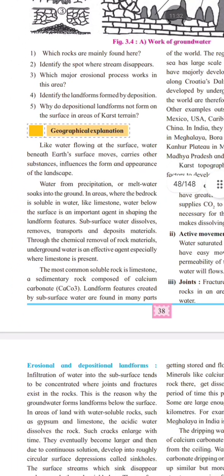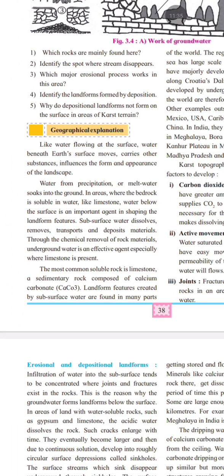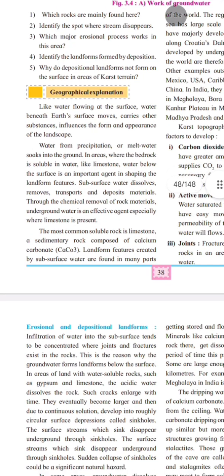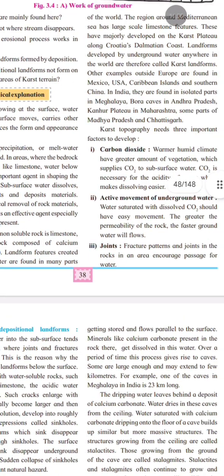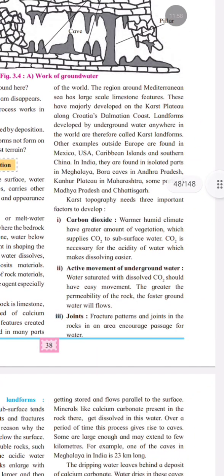First, we will learn about karst topography. Groundwater can dissolve, remove, transport, and deposit rock material. Limestone is particularly important because it is made mainly of calcium carbonate, CaCO3. Landforms created by groundwater in limestone regions are called karst landforms. The term comes from the Karst region of the Dalmatian coast of Croatia. In India, karst features are found in parts of Meghalaya, Borra caves in Andhra Pradesh, Kankan Plateau in Maharashtra, Madhya Pradesh, and Chhattisgarh.